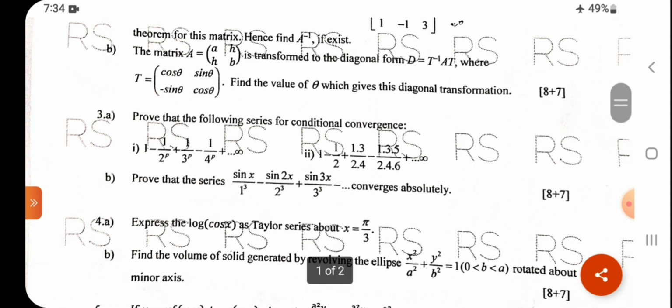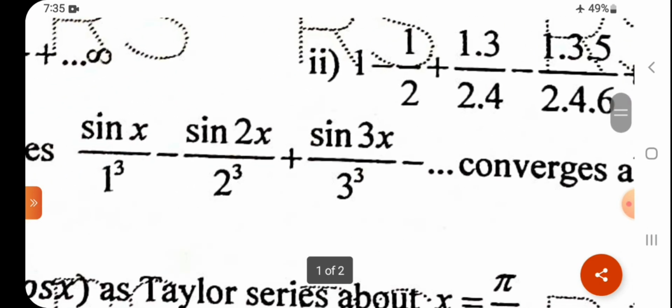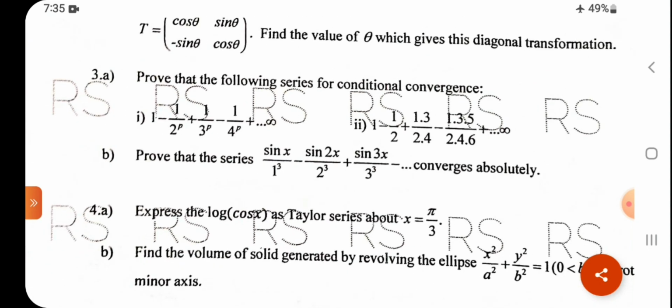Third B bit, prove that the series converges absolutely. The general term is sin nx divided by n to the power of n plus 1 type, or sin nx divided by n cube, because cube is common in all the expressions. So directly you write down sin nx divided by n cube. So minus 1 whole power n into sin nx by n cube. For this you just verify whether it is convergent or not by applying the Leibniz test. It is also an alternating series.